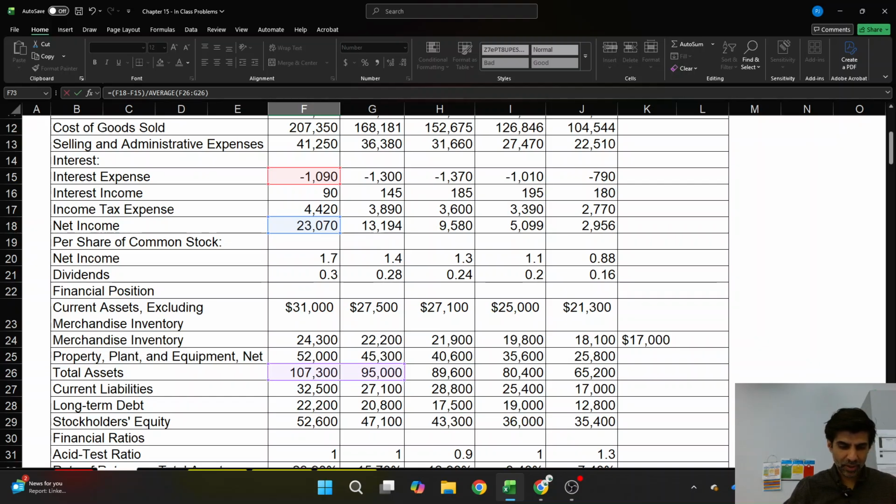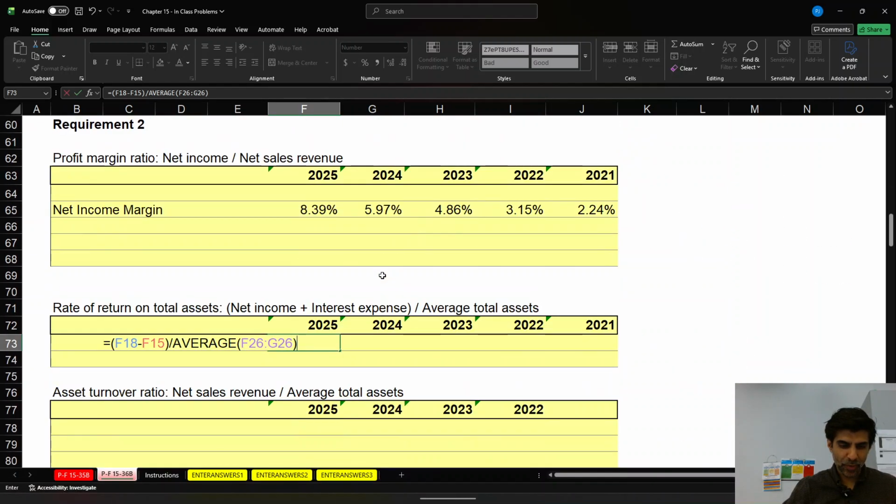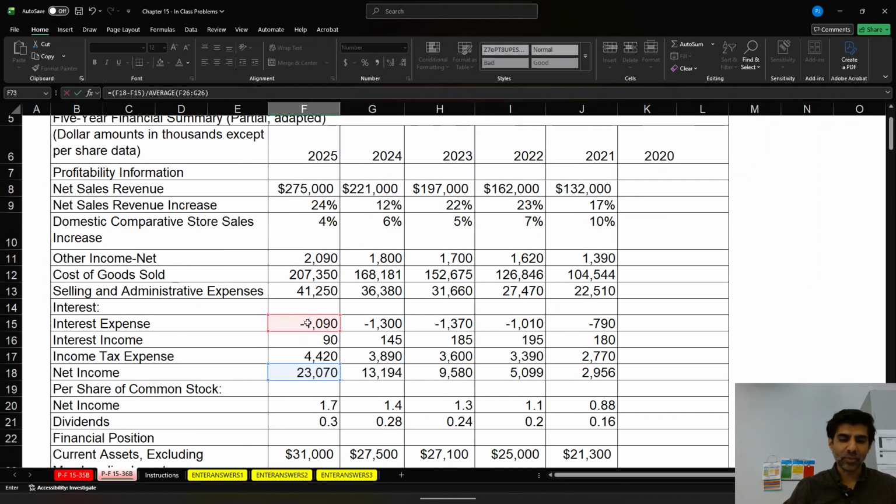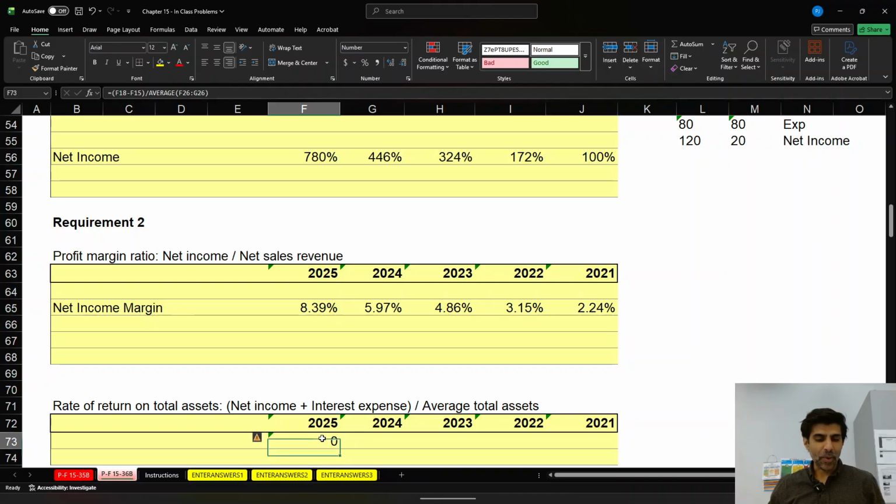So again, my formula is now net income, and we're doing minus F15 because F15 is recorded as a negative number. If F15 was a positive number, then we would do F18 plus F15. But since it's in the cell as a negative number, we're going to change the sign and make it a positive.